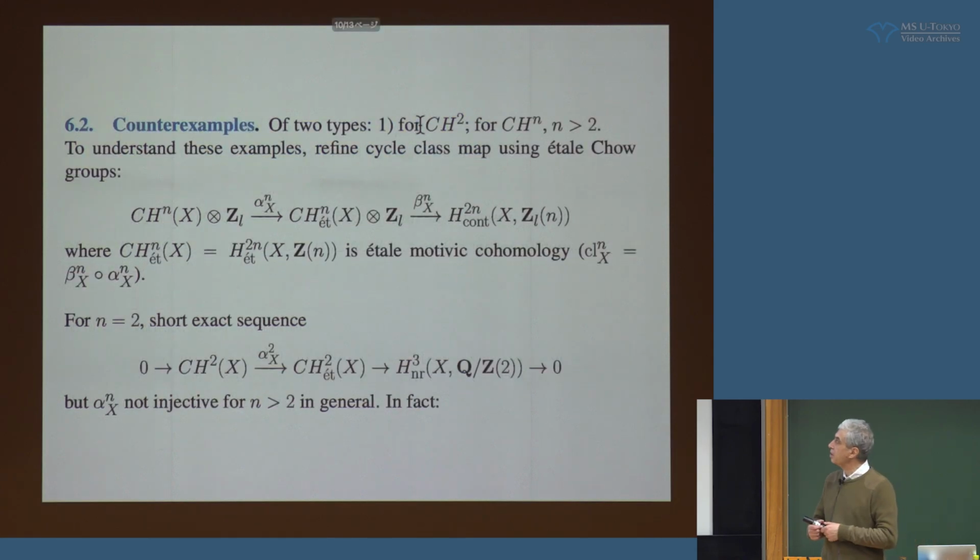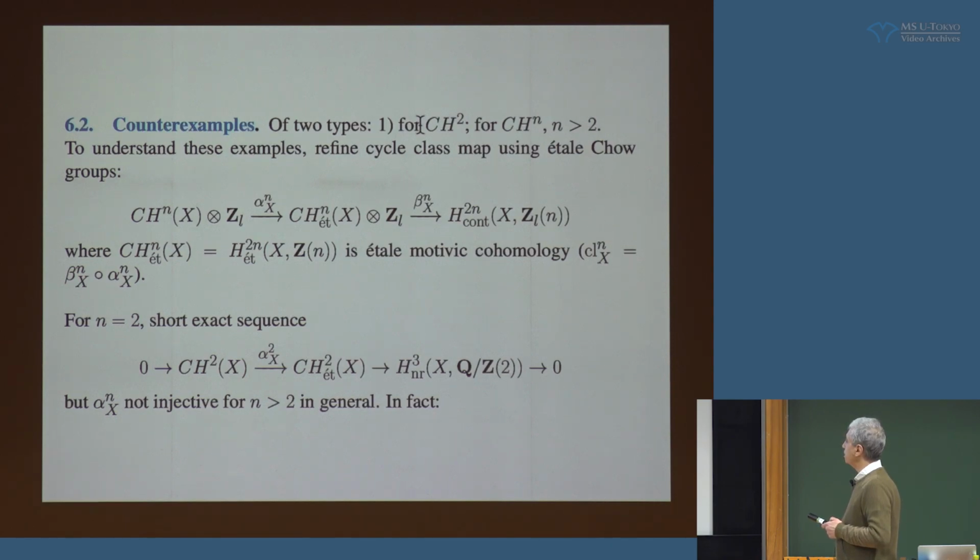And then the negative results. So the counterexamples. Well, I want to separate them in two types. First, for Chow 2, and then for Chow n with n bigger than 2. The way I wanted to understand these examples is to remember that this cycle class map can be factored through something which is called étale-Chow groups. So étale-Chow groups are defined as étale motivic cohomology. I'm not going to give a definition. It's not as elementary as ordinary Chow groups.